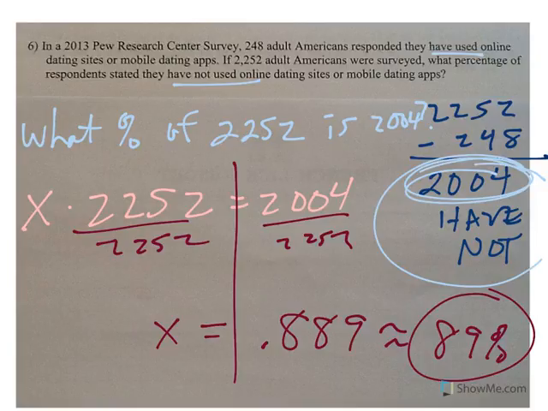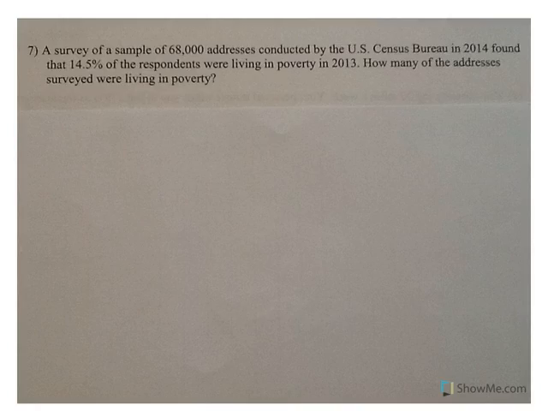Sometimes I think the story problems are a lot easier with proportions because you have the percent over 100 and then the part to the whole. But equations can be used too. And let's do one more with an equation. A survey of a sample of 68,000 addresses conducted by the U.S. Census Bureau in 2014 found that 14.5% of the respondents were living in poverty. How many of the addressees were living in poverty?